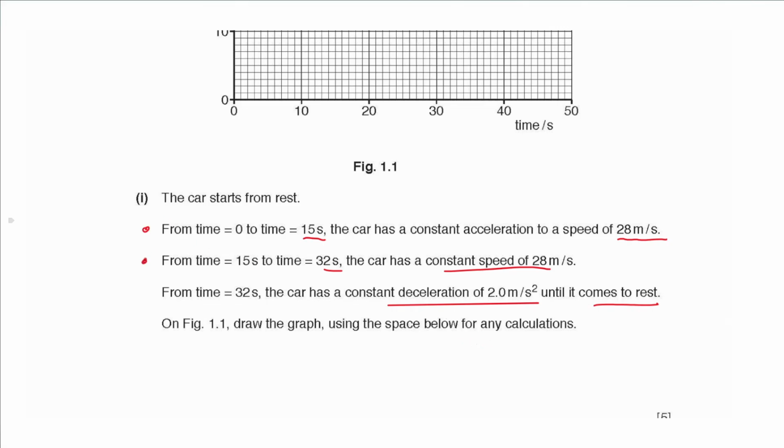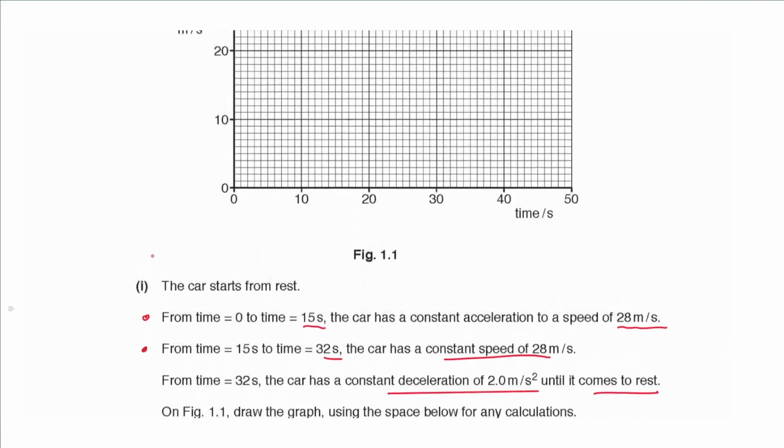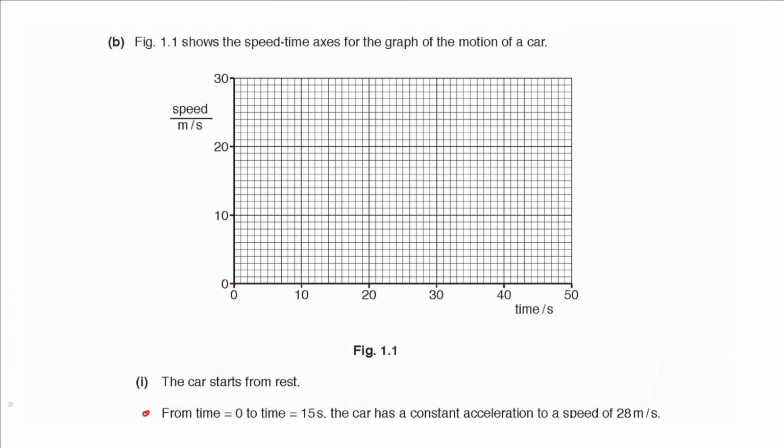For the first two parts, we do not have to calculate anything. We have the starting point at time 0. The speed is also 0, and at time 15 seconds the speed was 28 meters per second. Then the speed stayed at 28 meters per second until 32 seconds. For constant acceleration, the graph is a straight line from 0 to 28 meters per second, and for constant speed we draw a horizontal line from this point to this point.